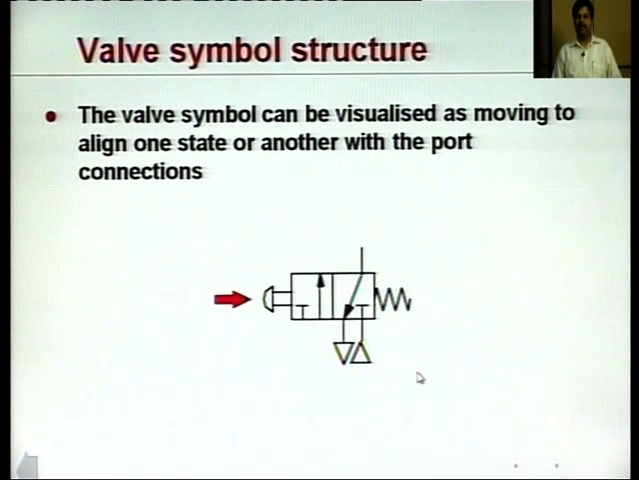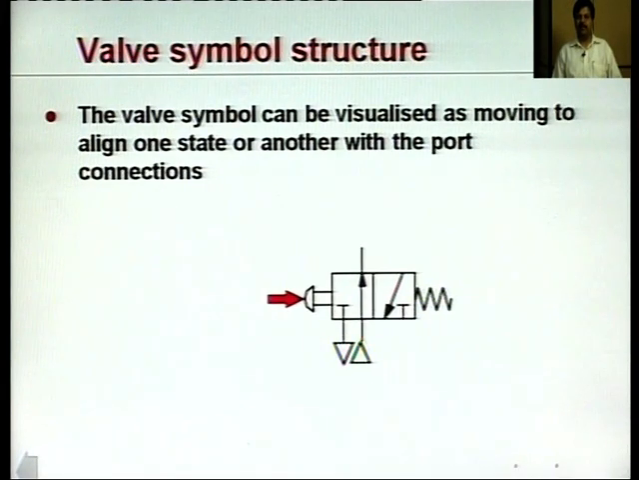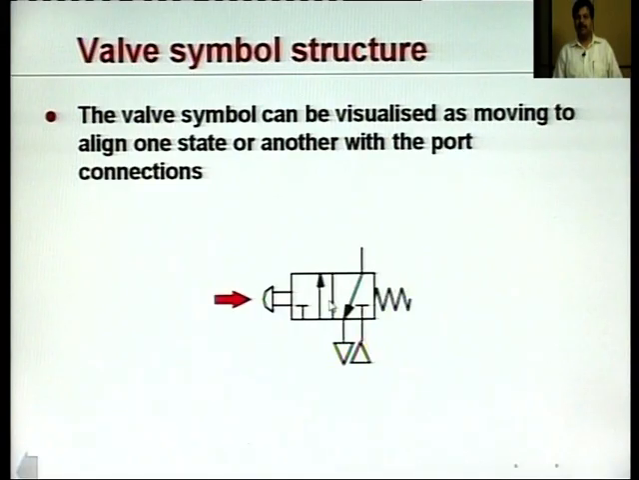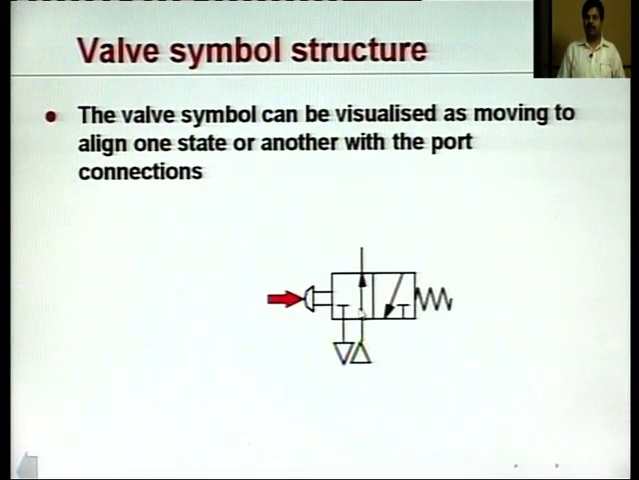As we can see here, when we push this button, the position of this valve becomes like this. We can see here that now this particular port is connected to this port. It means this particular port is connected to the exhaust, whereas the input port is closed. But when we actuate this, now the input port is connected to this particular port, whereas the second port, which was earlier connected to this port, has been connected to the exhaust.